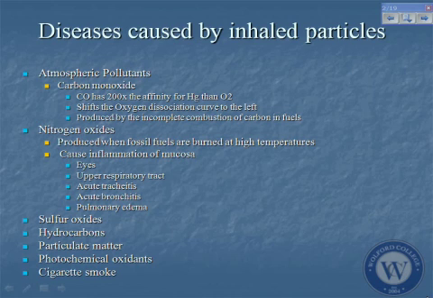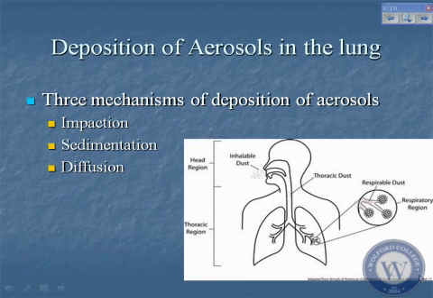In addition to that, you have other things that you can inhale, such as gases, such as nitrogen oxides. They're produced when fossil fuels are burned at high temperatures. They can cause inflammation of the eyes and upper respiratory tract. They get a tracheitis, bronchitis, and pulmonary edema. You also have sulfur oxides, hydrocarbons, particulate matter, photochemical oxidants, and cigarette smoke. All these are inhaled particles. And the cigarette smoke alone has almost 600 different toxins in it. So it's not just one toxin inside cigarette smoke. There's a considerable amount of them.